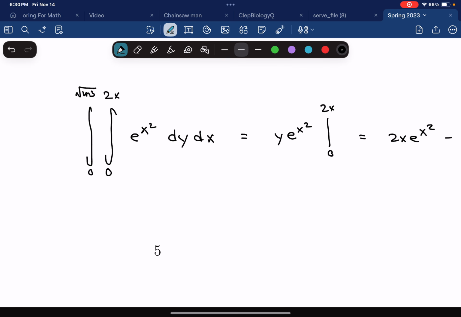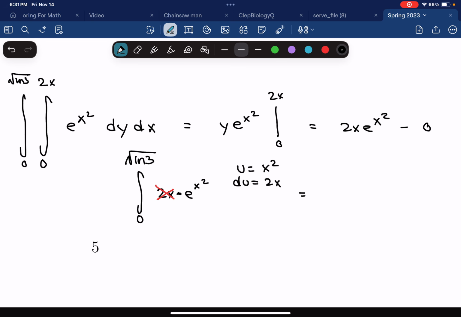Now, we got to evaluate from 0 to the square root of natural log 3 of 2x times e to the x squared. We're going to do some u substitution, where u is x squared and du is 2x dx. So in this case, that takes out this 2x, and you get left with e to the u. But we got to reset our bounds. So if you do square root of natural log of 3 squared, you just get natural log of 3. And if you do 0 squared, you just get 0. So now that we have that, we get simply left with the integral.